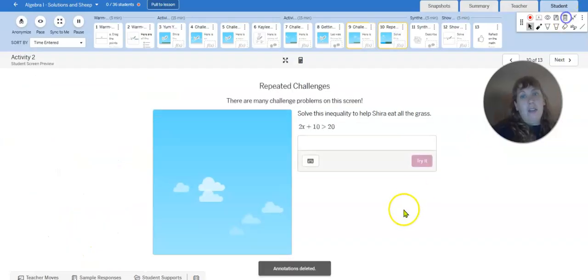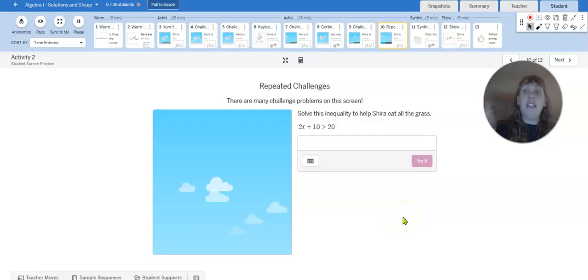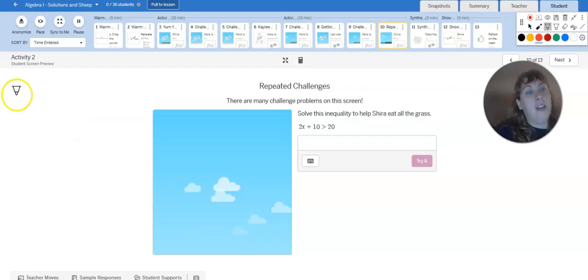Slide 10 is our repeated challenges. So this is built in to help you continue to practice this skill. So I will do one of them with you, and then I encourage you to do at least 3 more to get that practice in, but the more, the better.